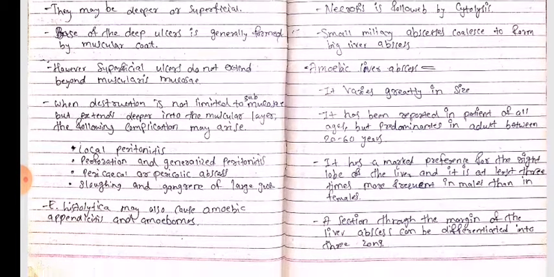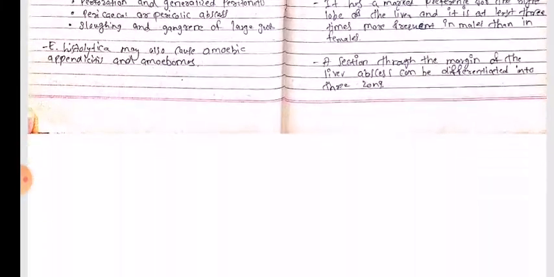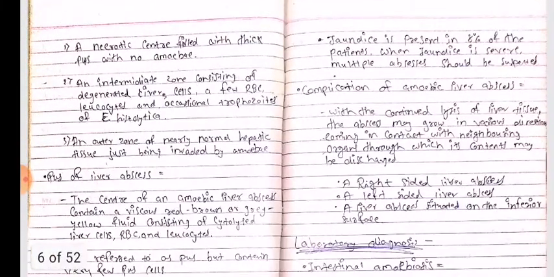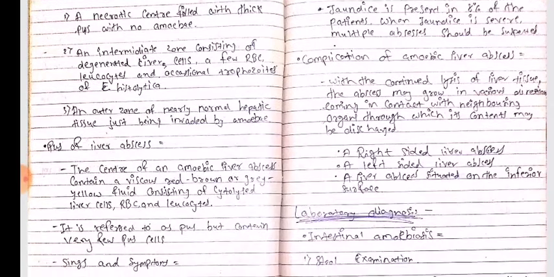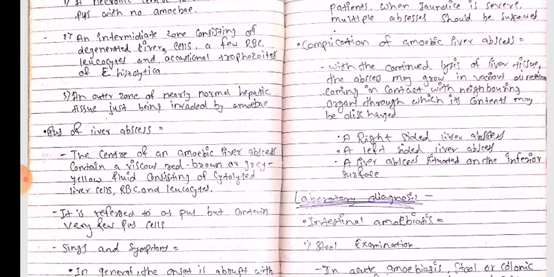A section through the margin of the liver abscess can be differentiated into 3 zones: a necrotic center filled with thick pus with no amoebae, an intermediate zone consisting of degenerated liver cells, a few RBCs, leukocytes, and occasional trophozoites of Entamoeba histolytica, and an outer zone of nearly normal hepatic tissue just being invaded by amoebae. Pus of the liver abscess. The center of an amoebic liver abscess contains a viscous red, brown, or grey-yellow fluid consisting of cytolyzed liver cells, RBCs, and leukocytes. It is referred to as pus, but contains very few pus cells.